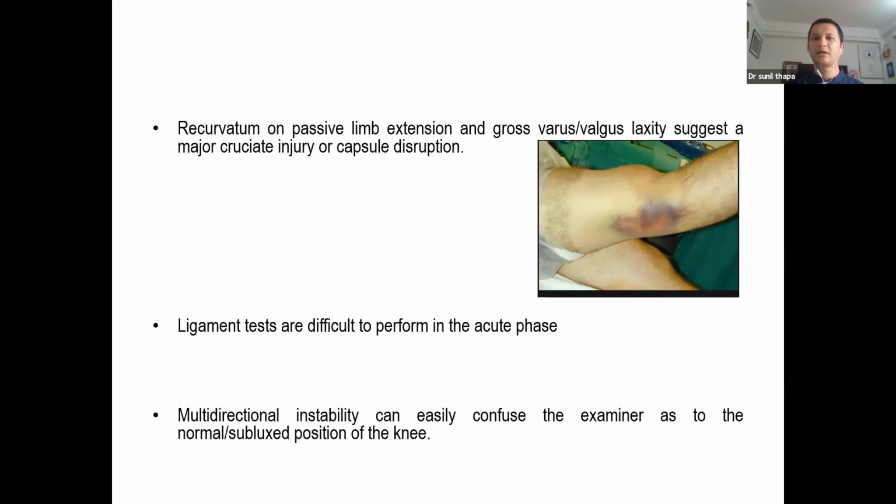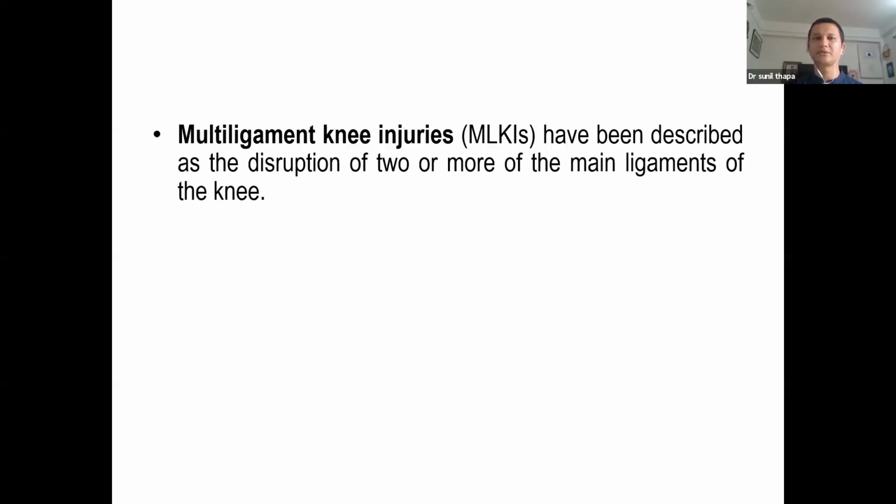And among the ligamentous instability tests, except the Lachman test and the test for collaterals at 30 degrees of knee flexion, the varus and valgus tests, other tests are difficult to elicit and should not be tried vigorously in an acute setup. And a knee with multidirectional instability may easily confuse the examiner as to which structure is torn, and whether the knee is in a normal or a subluxed position.